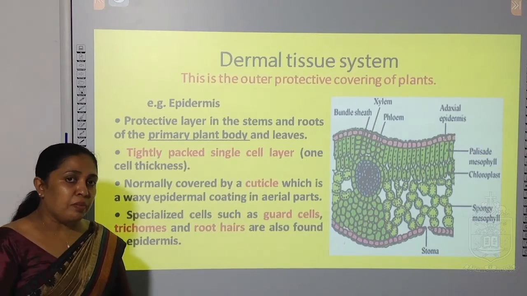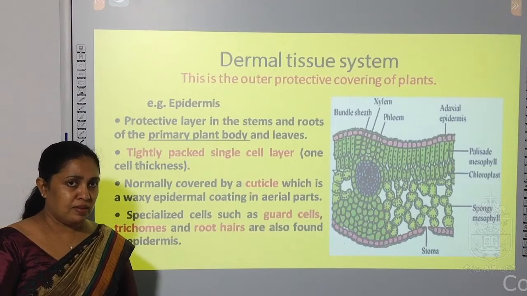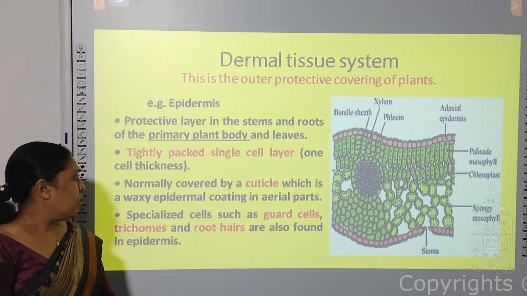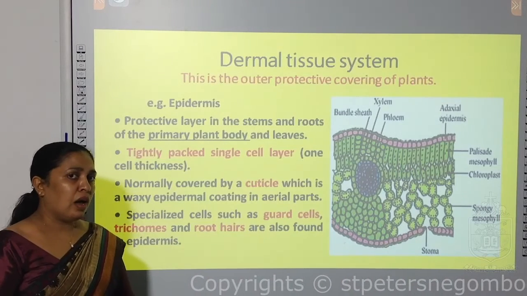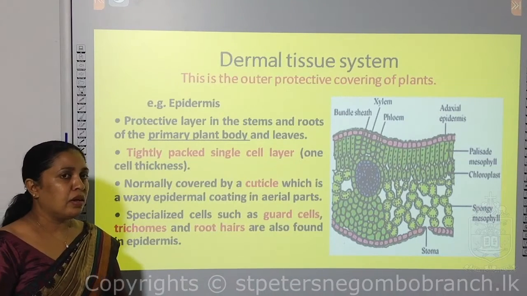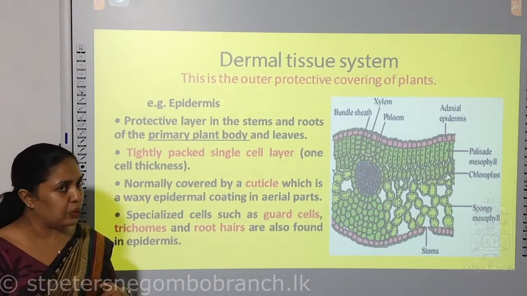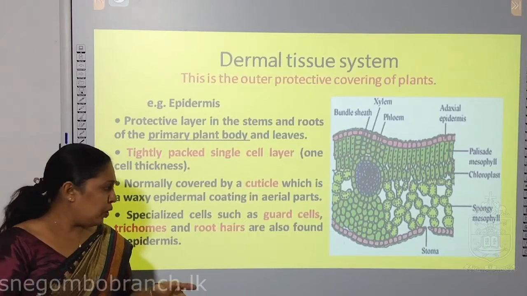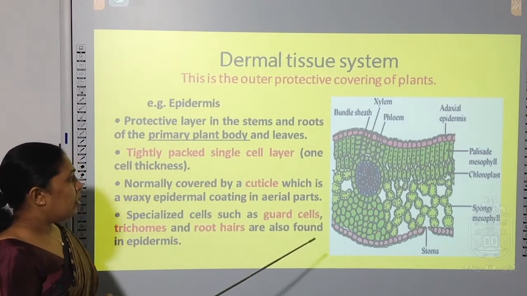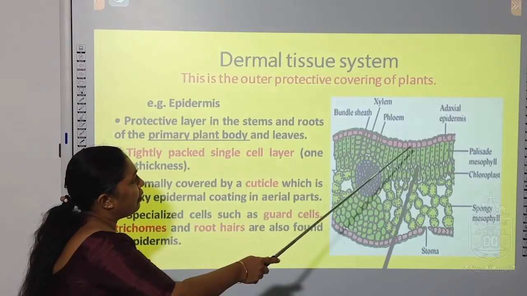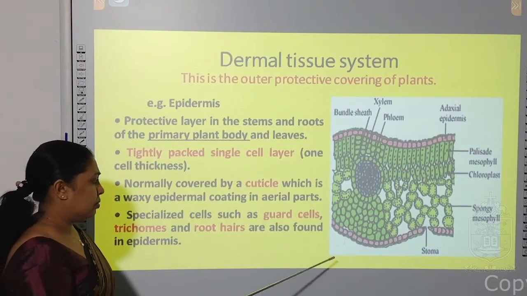So, in the primary plant body, the dermal tissue system exists as the epidermis. In this layer, other than the dermal cells, there can be some cells differentiated into guard cells, trichomes, and root hairs in the young root. And epidermis is covered by the cuticle. Cuticle is a waxy layer.